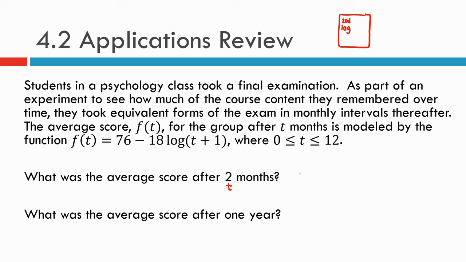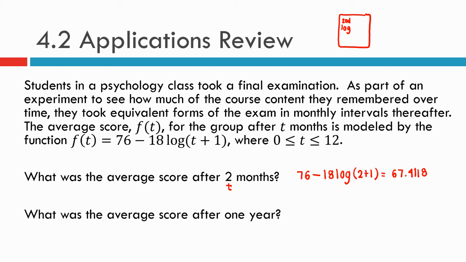So if you're using that yellow calculator, you are going to type it in exactly how it's written here in this function. 76 minus 18 times the log, and then in parentheses, we want 2 plus 1. Close the parentheses and see what we got here. You should have the number 67.4118 and so on. So hopefully that's what you're seeing in the calculator.